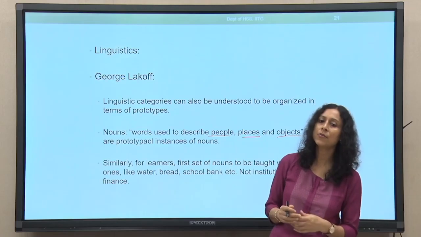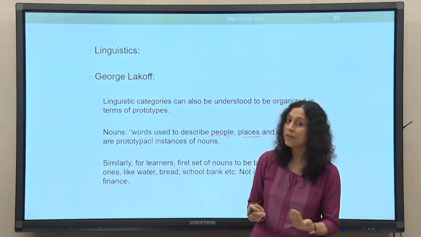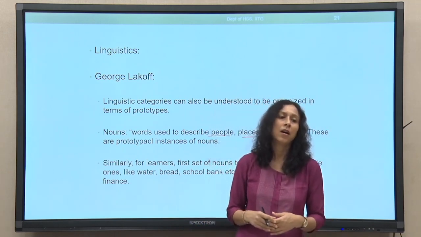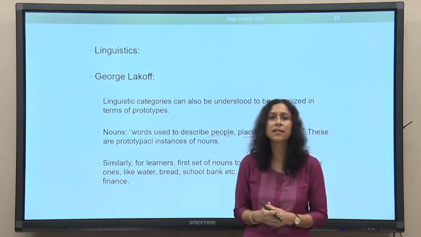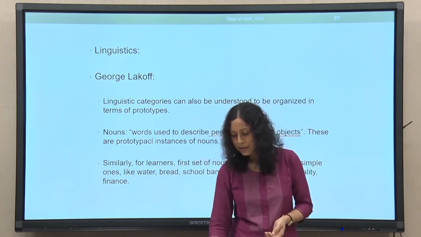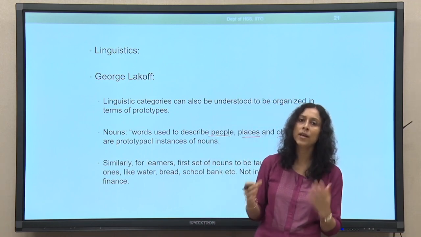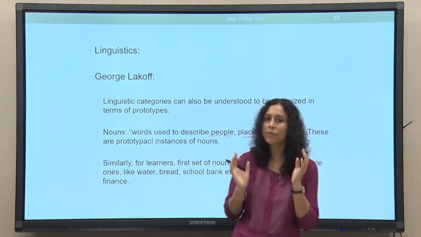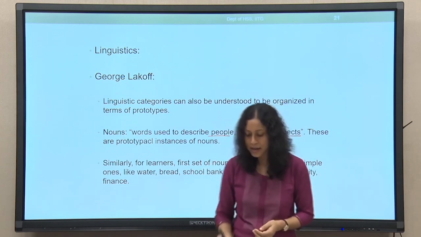Sometimes there are many nouns which do not really fit into these things. There are things that are all nouns, but neither people, nor places, nor objects. For example, beauty, constitution, institutions, education. These are nouns, but they are neither place nor objects nor people. This is how Lakoff says that even in grouping something as simple as a noun, the human mind is still using the idea of prototypes.